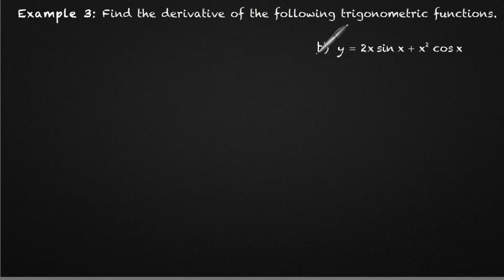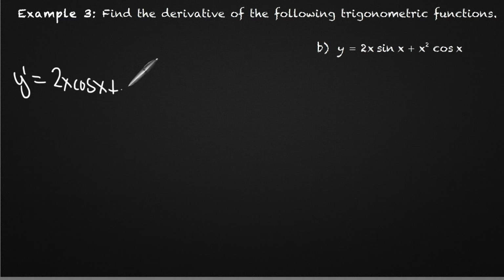Okay, so now we're going to do part B, and part B should not be as complicated as part A. We basically have the product rule used twice here. So let's go ahead and do that. So y prime is equal to the first function, 2x, times the derivative of sine, which is cosine of x, plus the second function, sine of x, times the derivative of 2x, which is just 2.